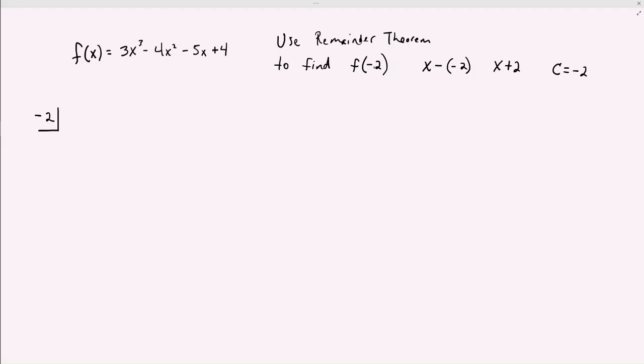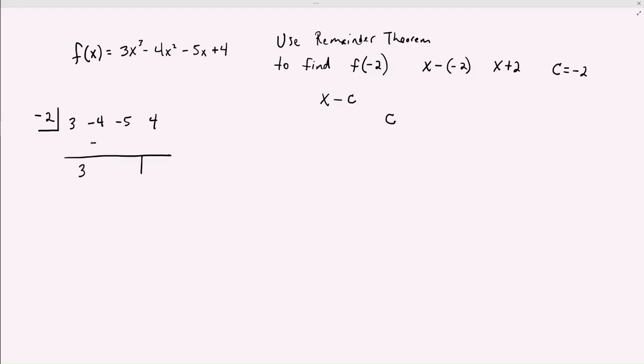So it's a little faster here because when you take f of the value, that's the value that goes out here. If you're looking at x minus c, you have to have it in x minus c form so that c comes out here, right? So negative 2. And then our coefficients are 3, negative 4, negative 5, and 4. So the remainder goes right here.